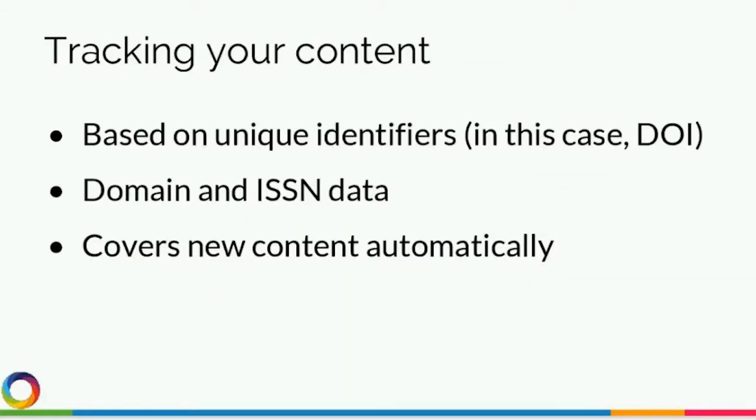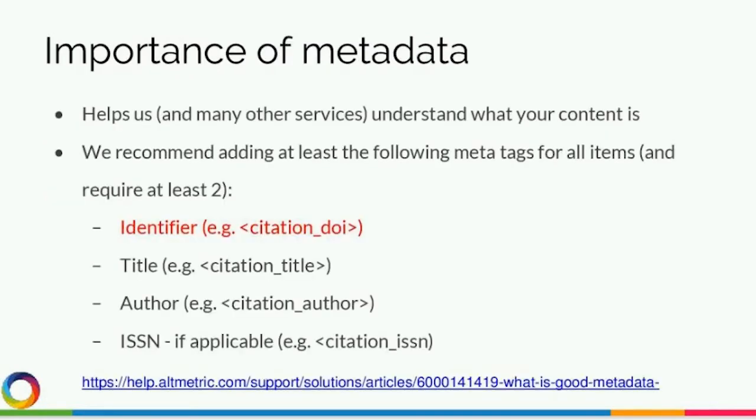So tracking your content. For the majority of your journals, I would assume it would be the DOI, but as I've mentioned, we can track other scholarly identifiers. This is based on the domain and ISSN data. So we like to know which journals the articles belong to as well, not just which publisher, and that's where the ISSN data comes into play. And once we are tracking the domain where your content is hosted and the actual journal, we can just pick up new content automatically, of course. So everything automatically updates. Once the badges are embedded, there's not really anything more that you would need to do.